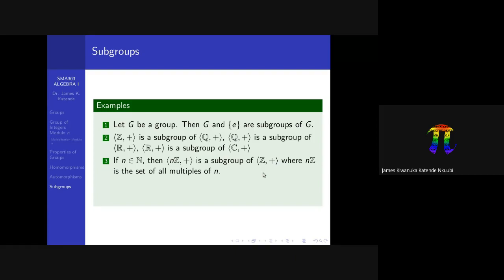Does that make sense? In your own time, try to check that this set of multiples of n will form a group under addition. Because if it forms a group under addition, then it means it's a subgroup of Z under addition. So in your own time, try this. Check that all multiples of n will form a group under addition. Multiples of n will simply be written in the form kn, where k is an integer.